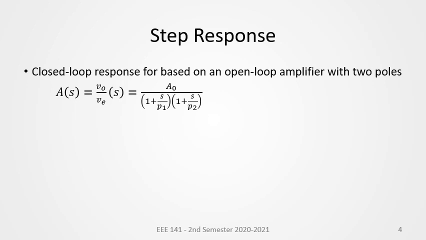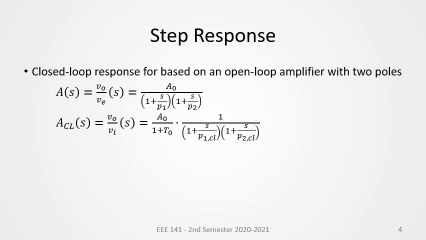Proceeding with the step response analysis of a two-pole system, we will define first our variables. Again, A(s) is used to denote the open loop gain, the gain from the error signal to the output signal. A(s) has a low frequency gain of A0 and two poles P1 and P2. Note that the poles actually lie at negative P1 and negative P2 in the S-plane based on how we have written the equations.